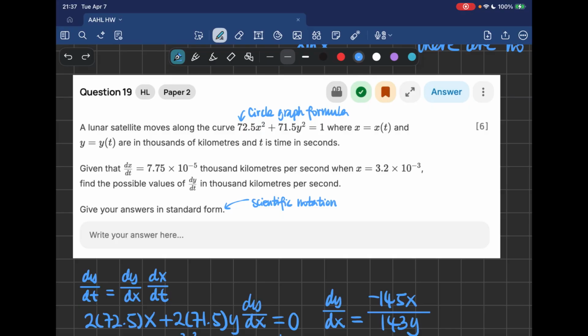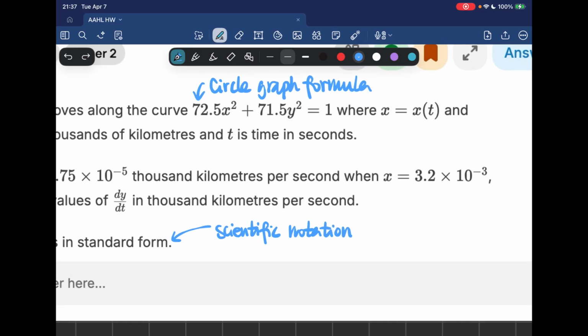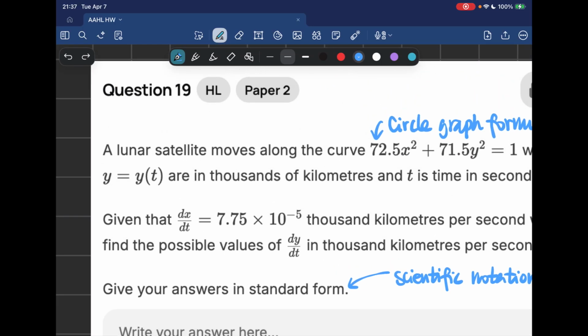So this is an interesting problem about related rates. We have a lunar satellite moving along a curve shown by this formula, where x equals x(t) and y equals y(t) in thousands of kilometers and t in seconds. You will notice that this is the circular graph formula. Because we have a satellite, the graph actually looks like this.